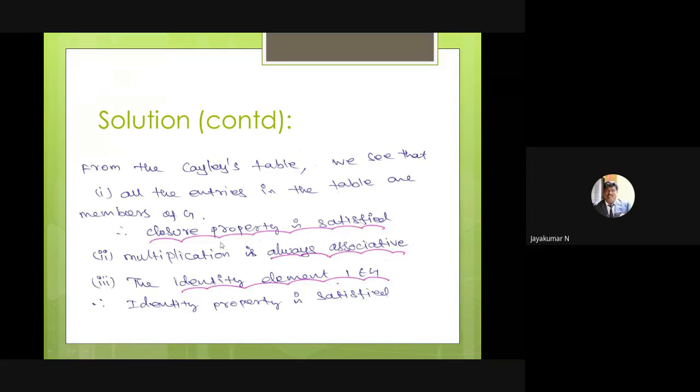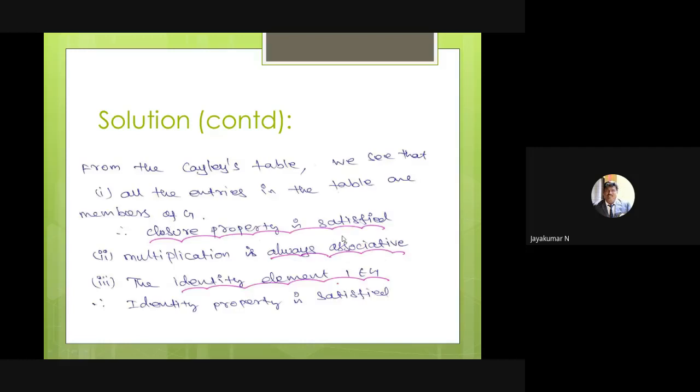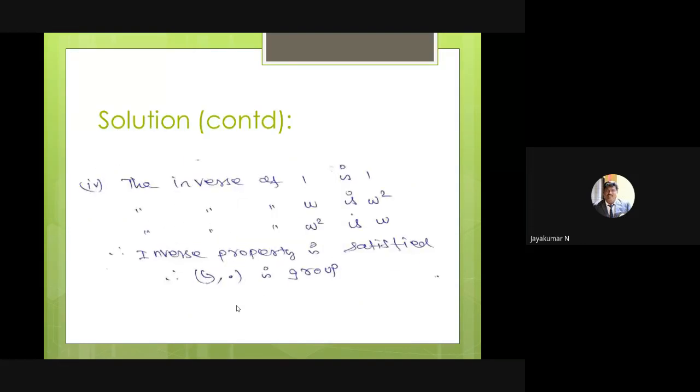Here multiplication is given and we deal with numbers, so multiplication is always associative. It is enough. From the table you can easily identify the identity element. Under multiplication, 1 is always the identity element. If you multiply any element with 1, you get the same element, so 1 is the identity element, and 1 belongs to G also. Therefore the identity axiom is satisfied.